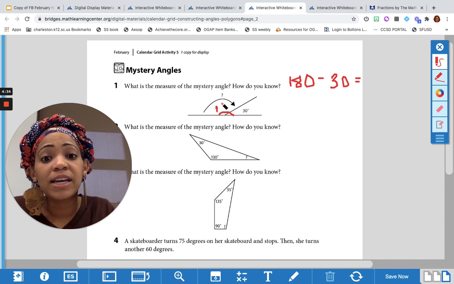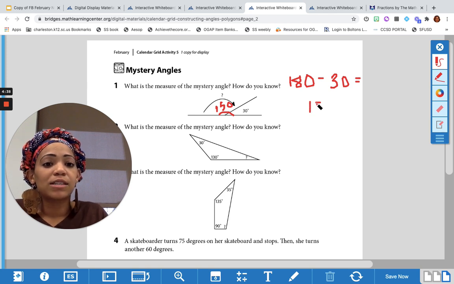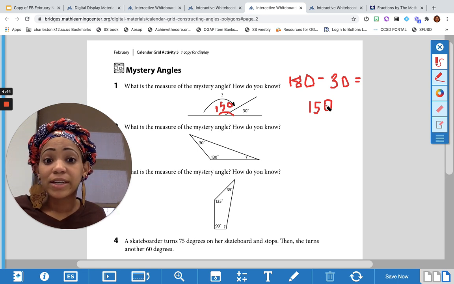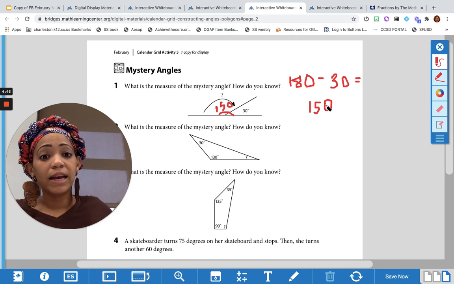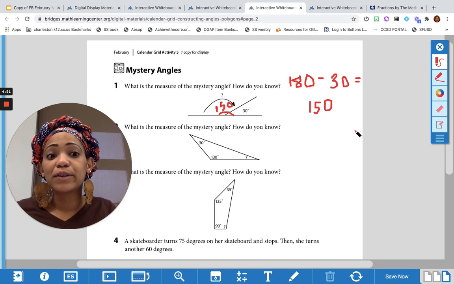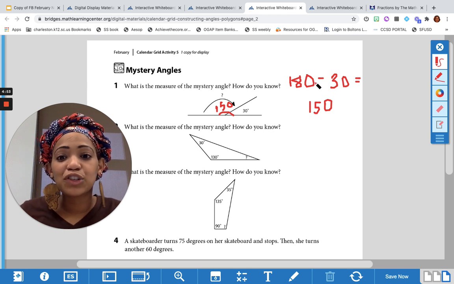Another clue is that I can clearly see it's an obtuse angle because it's bigger than 90 degrees. So if for some reason you did some math and your answer came up to be less than 90 degrees, then we know that that couldn't be right. And we could always check our work by adding 150 plus 30 degrees, and that would give us 180.